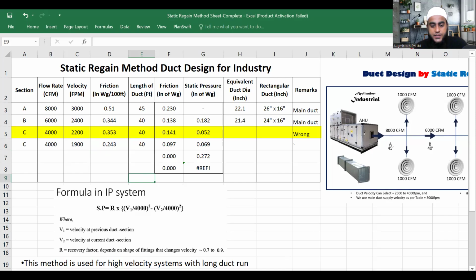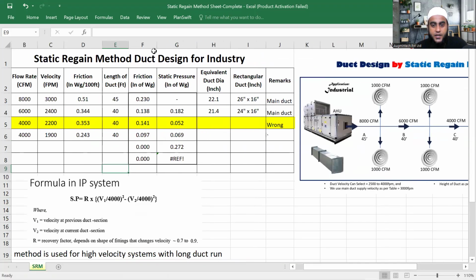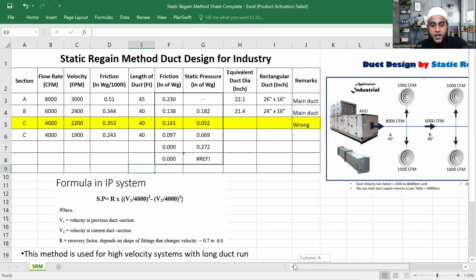Now it is correct. Tell me, have we selected the right one? No, why? Same problem. Friction loss is coming greater than static pressure. It means we have to reduce the velocity a little bit more. So suppose just check it for 1700. Better is to check it for 1700 and open the duct sizer.